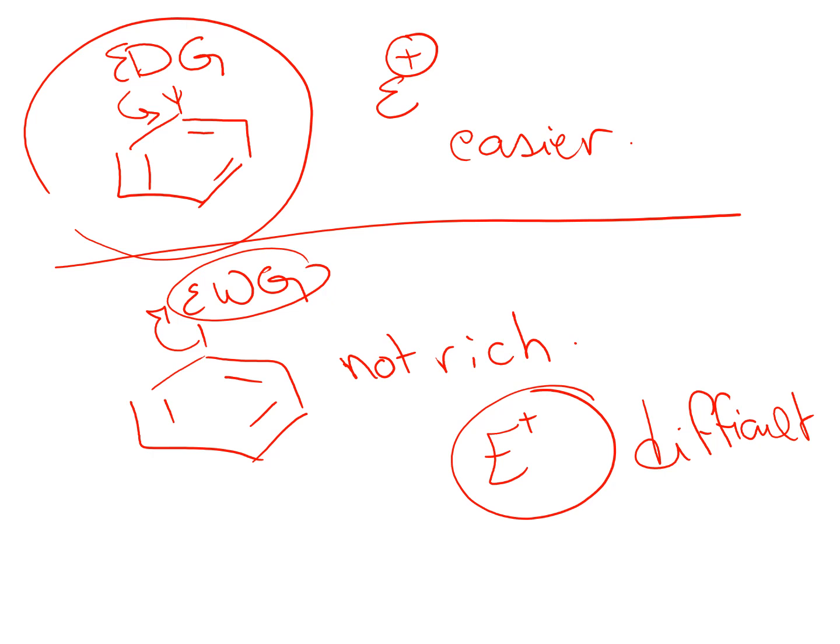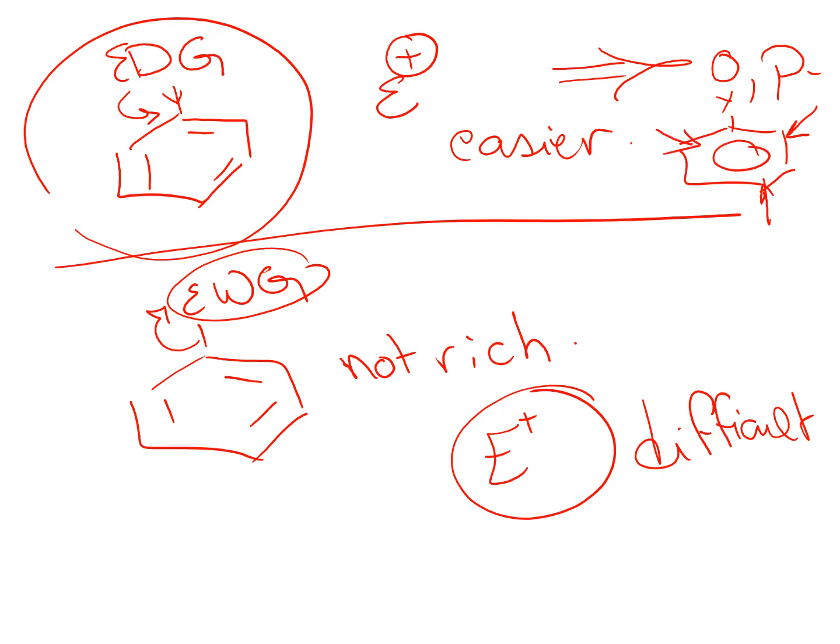And as we mentioned, this category will direct the new electrophile to the ortho and para positions, which means that your electrophile will be introduced to these positions. And in this case your electrophile will be directed to the meta position, which means that your electrophile will be directed to these positions.